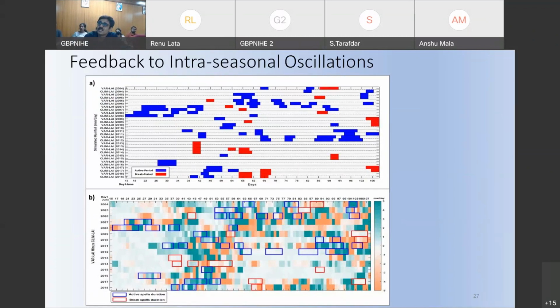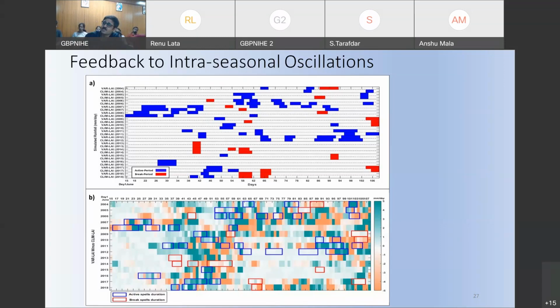So what we wanted to understand is, when central India has an active and break period, if you change your LAI, how does it affect? What we are finding is that in most cases, during the active period, the rainfall increases because of the vegetation feedback. During break periods, it reduces. So you can see that vegetation is actually playing a major role even in perturbing at the intraseasonal scale as well. Of course, this is very recent work. We have to do some more work.